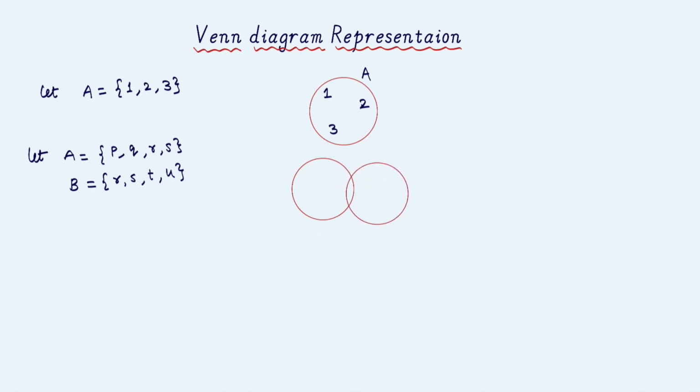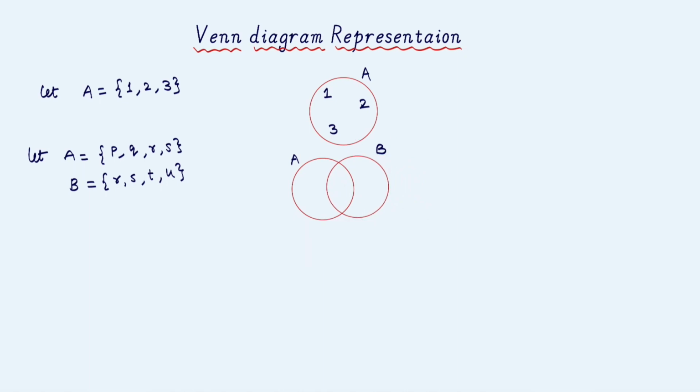So we have to take two circles, one representing A, the other representing B. Let us take this as A and this as B. If they are disjoint sets, we have to take the circles such that there is no common element. If they are disjoint sets, the circles should be taken like this. If they are overlapping sets, then the circles should be taken like this, in which some common region is present.